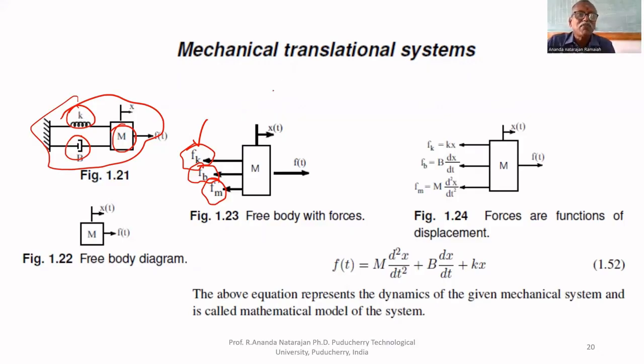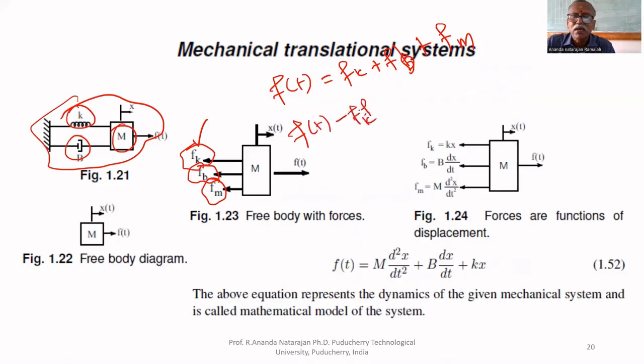The applied force is F of t, and the reaction forces are Fk, Fb and Fm. They are in the opposite direction, which is why I'm writing them on the right hand side. Or like KVL, we can say that F of t minus Fk minus Fb minus Fm equal to 0. That way also we can write, like KVL.